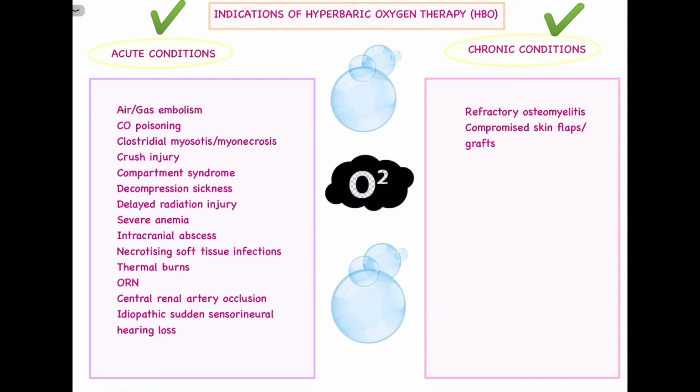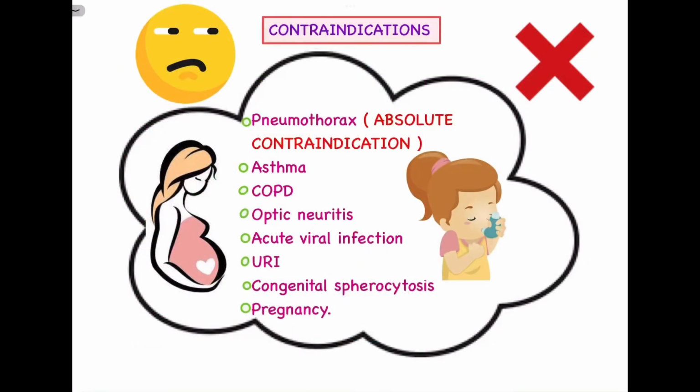This is what we want, this is the rationale for a graft. We want it to be indistinguishable from that of our receiver site. So by giving HBO therapy in cases of compromised skin flaps or grafts, we can improve the prognosis of such patients. So up till now we have talked about the indications.